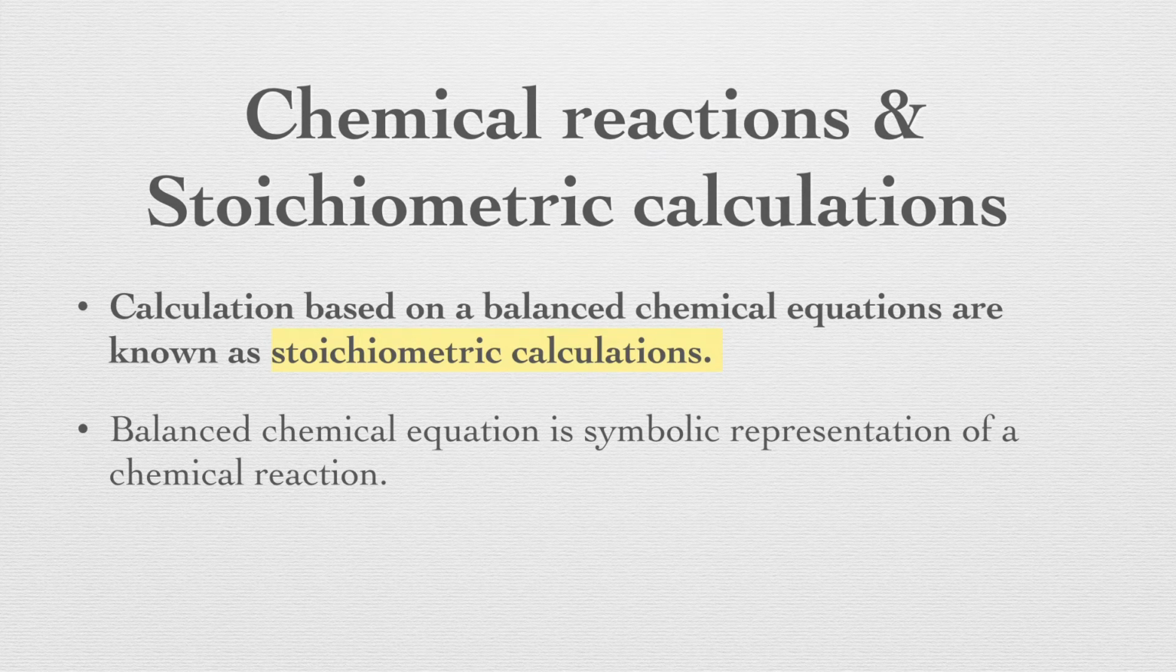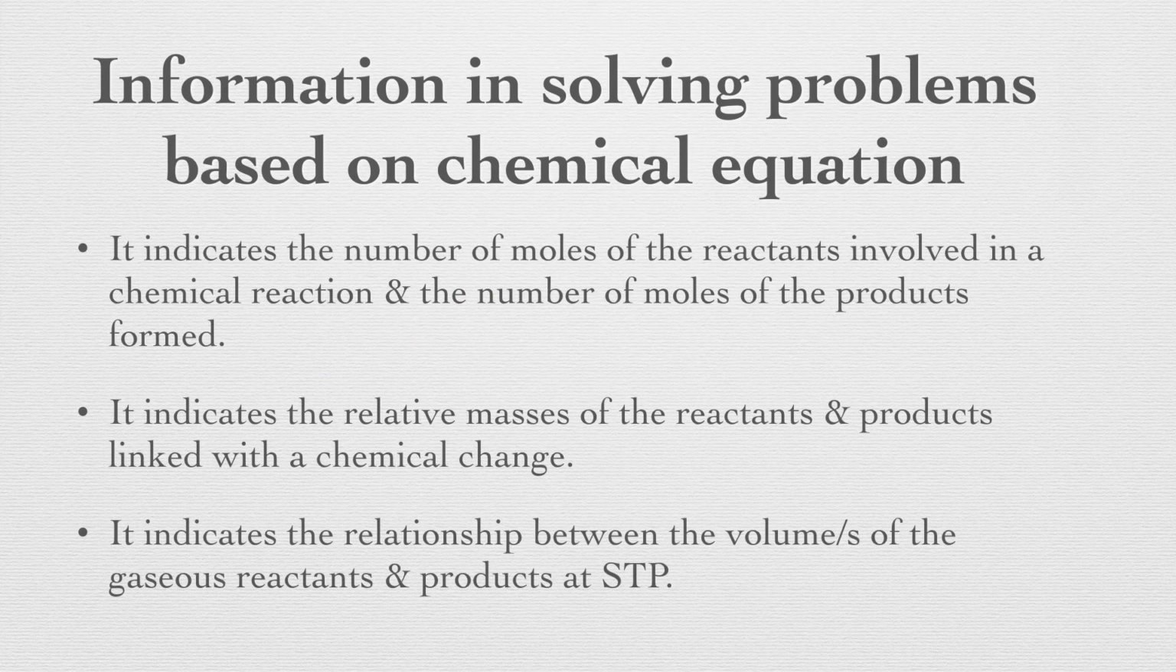A balanced chemical equation is a symbolic representation of a chemical reaction. When we write a balanced chemical equation, it gives us some information which will help us to solve problems. That information we'll now learn: information in solving problems based on chemical equations. After writing the balanced chemical equation, what information can we derive from it? First, it indicates the number of moles of the reactants involved in a chemical reaction and the number of moles of the products formed.